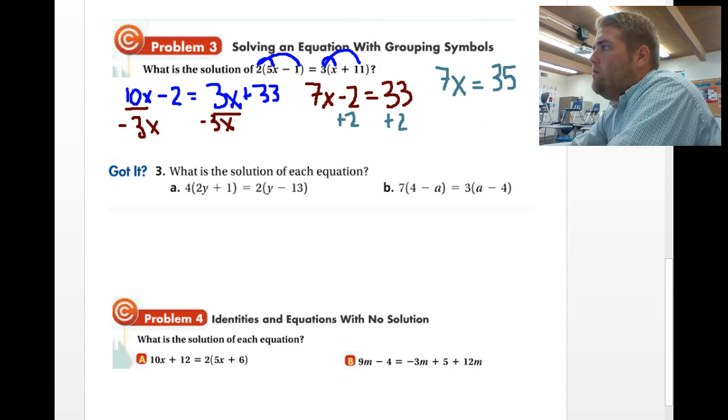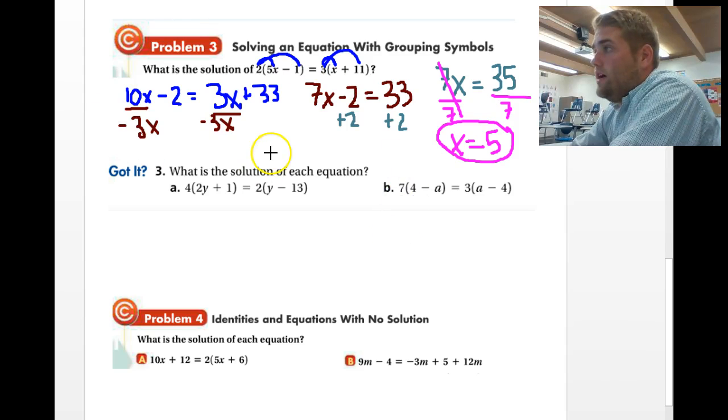And now to end the problem off, just like we've been doing, we're going to divide by 7, divide by 7. My 7's cancel, and I'm left with x equals 5. Okay, so x equals 5.